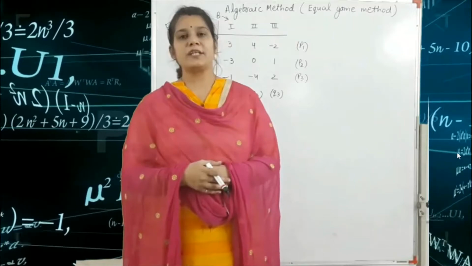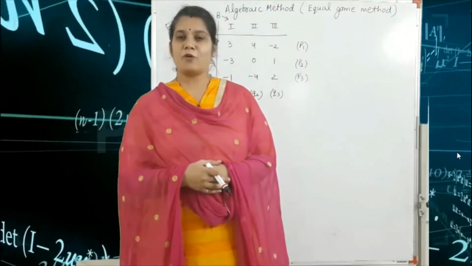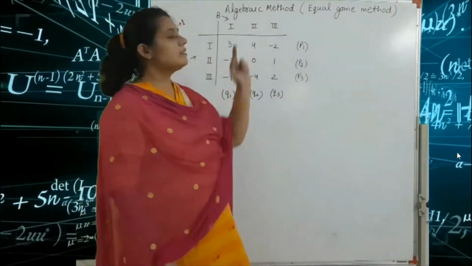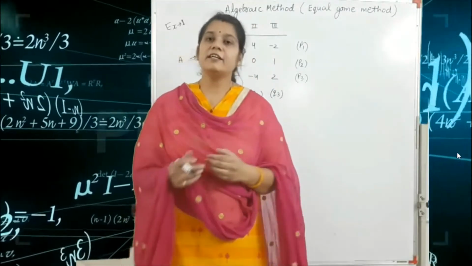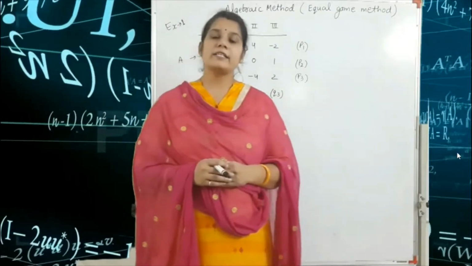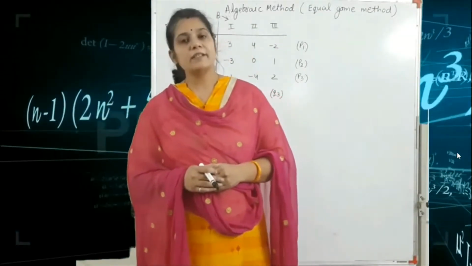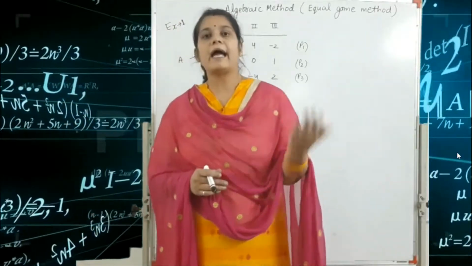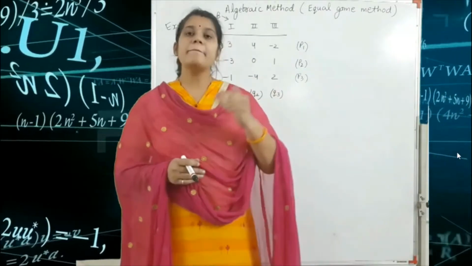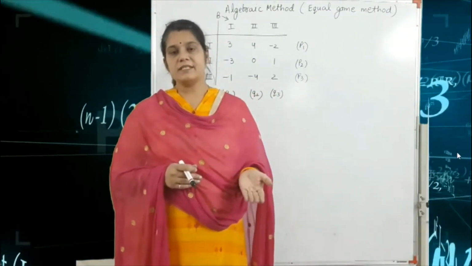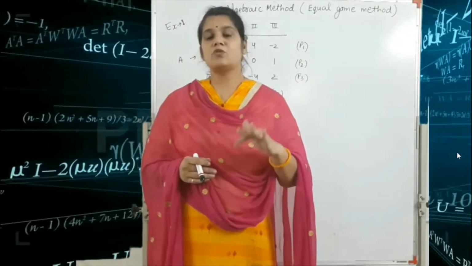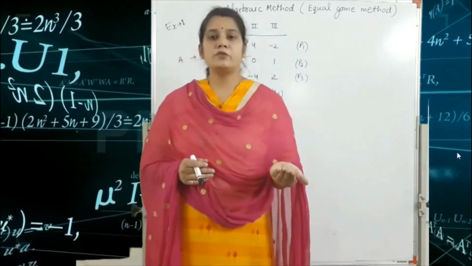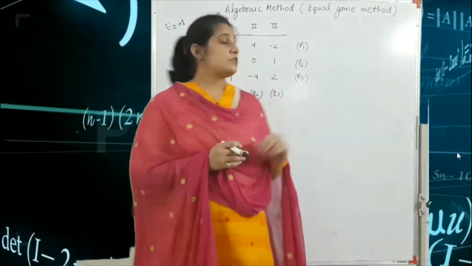Today I am going to take a lecture of operation research, chapter number 5, game theory, and our method is the algebraic method. In our previous lecture, we have already seen the graphical method. The graphical method is always used for a 2 by n matrix or an m by 2 matrix. That means if the rows are 2, the columns are more than 2, or if the rows are more than 2, the columns are 2. Okay, so this is the algebraic method.